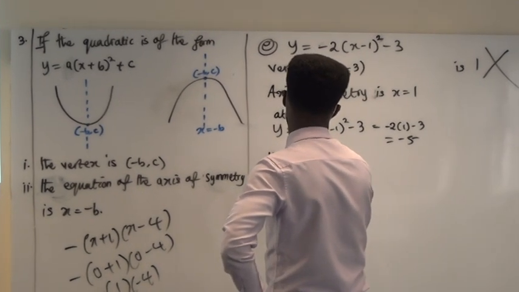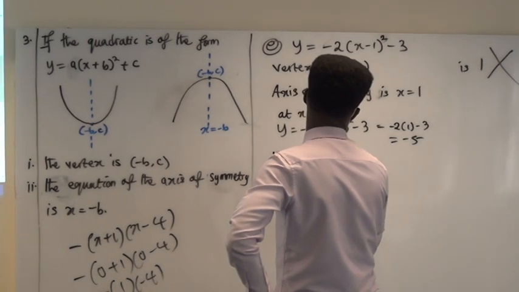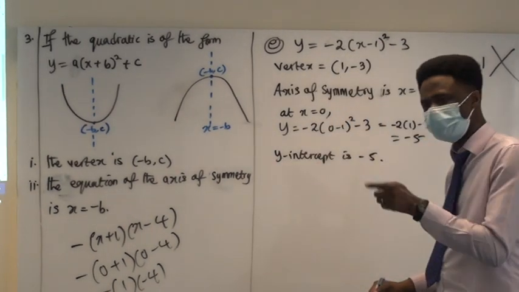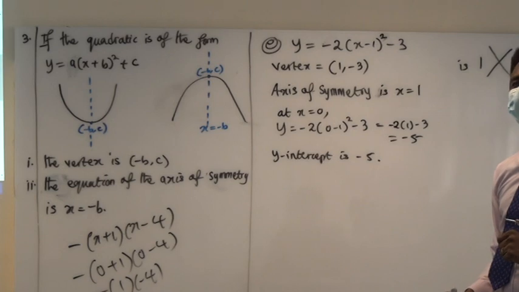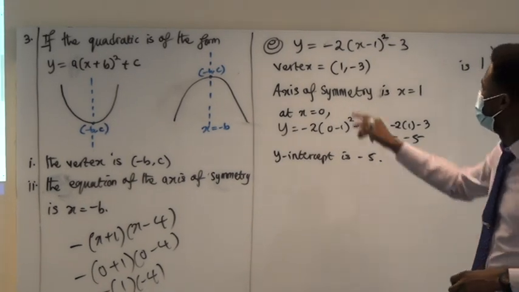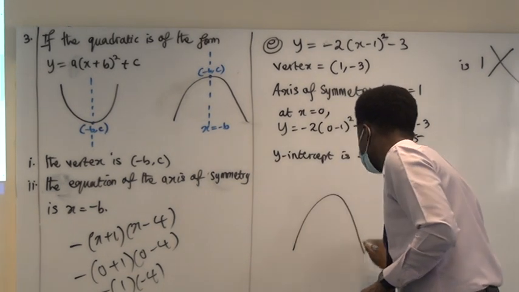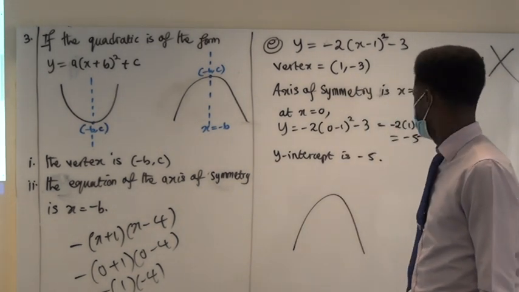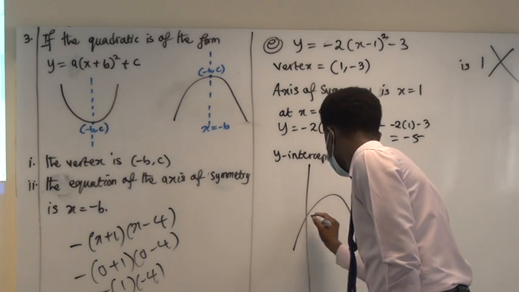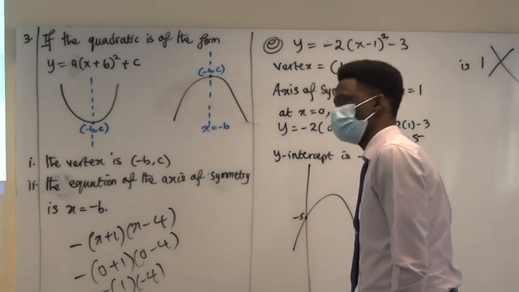The y-intercept is -5, which means it crosses the y-axis at -5. So with this you can sketch, with your A as negative. Your y-axis, you know this is -5.